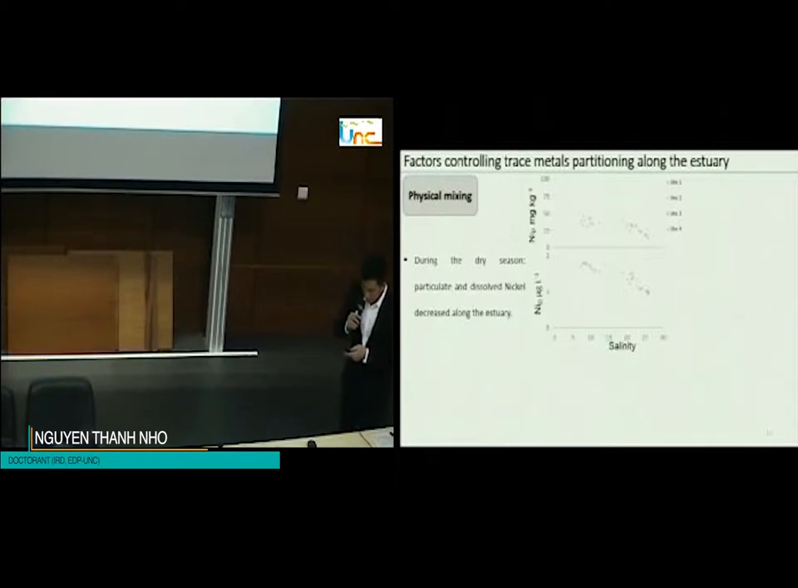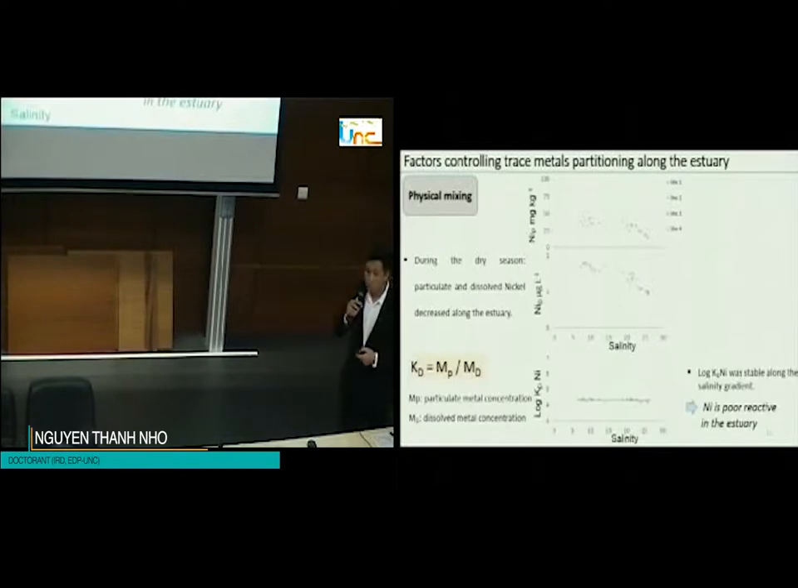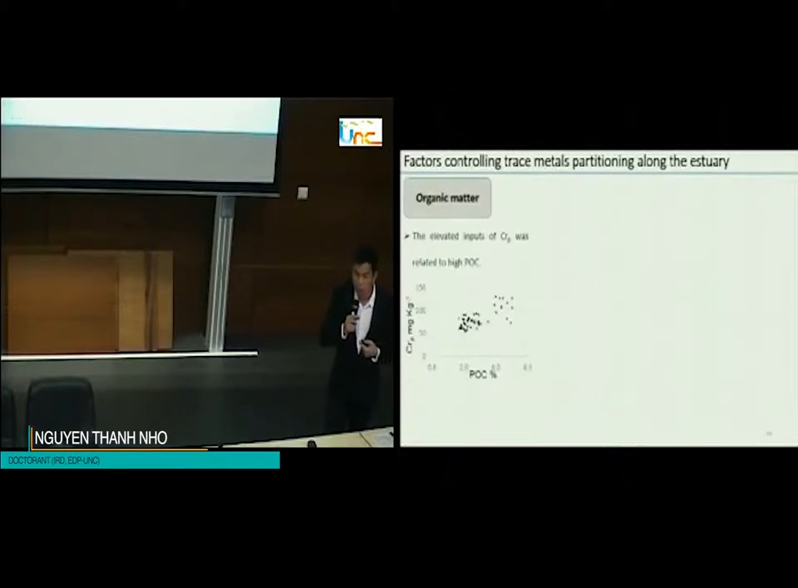In order to better understand the interaction of trace metal between particulate and the dissolved phase in the estuary, the partitioning coefficient was calculated. It's defined as the ratio of particulate metal concentration to the dissolved metal concentration. And we can see here the dissolved nickel was stable along the salinity gradient, inferring that nickel is poorly reactive in the estuary. However, the variation of total suspended solid and physical mixing does not explain the variability of trace metal distribution in the estuary. Organic matter appears to play a key role for trace metal distribution along the estuary.